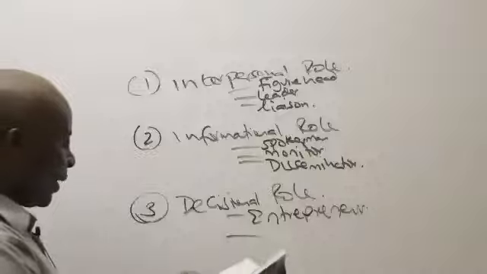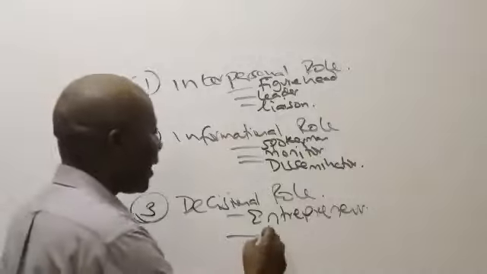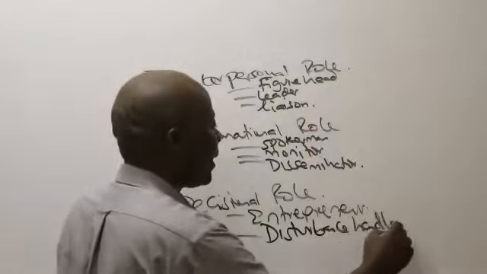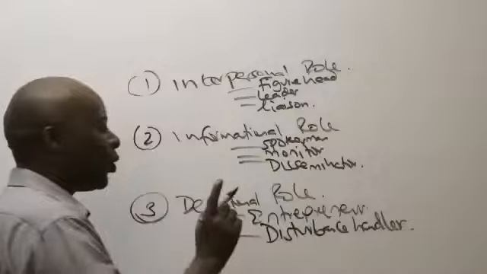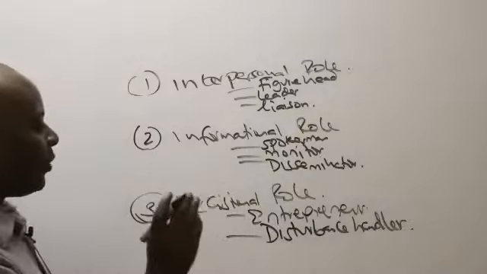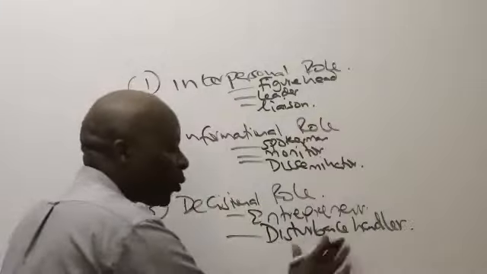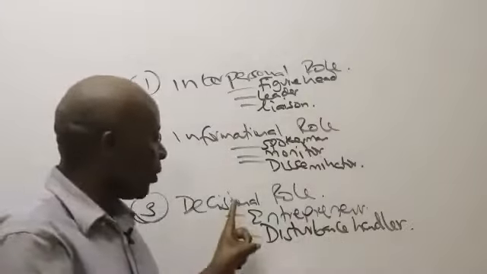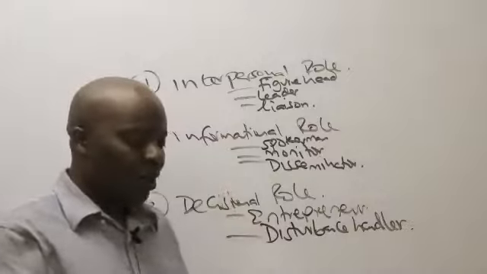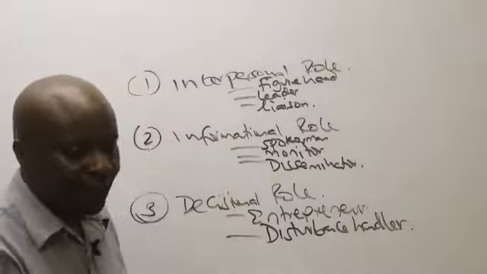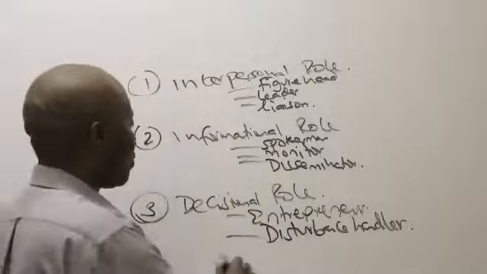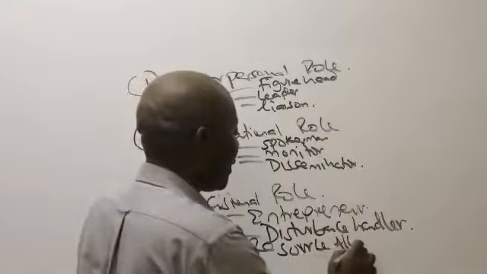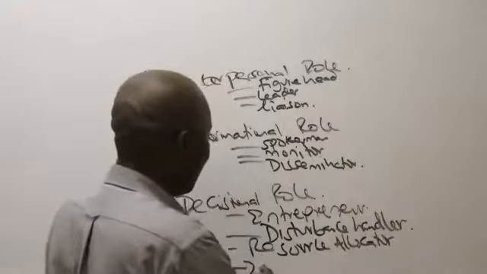I can see somebody talking of disturbance handler. Disturbance handler. Kama ni wewe ni Kenya Army, for example, and your chief commander. When we have external aggression, you need to know how to handle disturbance. Very, very important. Then we'll say you really know how to make decisions. Yes. We have resource allocator, isn't it? Resource allocator. Yes, resource allocator. And then lastly, you must be a negotiator.